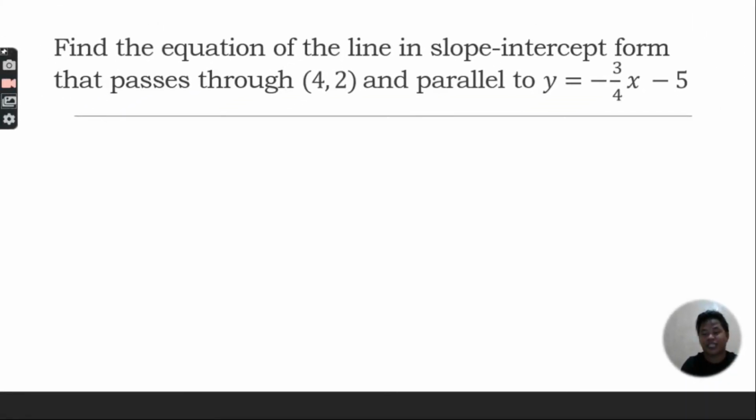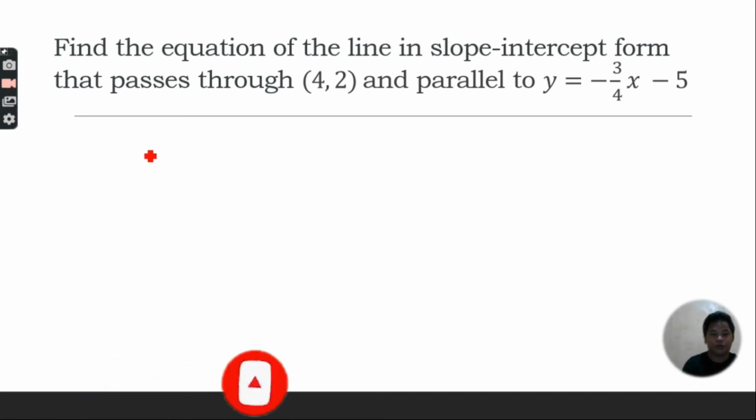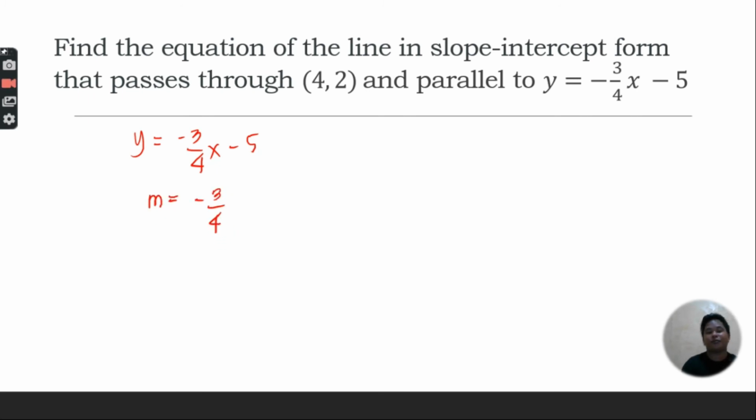Find the equation of the line in slope-intercept form that passes through (4, 2) and is parallel to y is equal to negative 3 over 4x minus 5. Using the equation, y is equal to negative 3 over 4x minus 5, the slope is equal to negative 3 over 4. When we are talking about parallel lines, they always have the same slope po. Remember po.